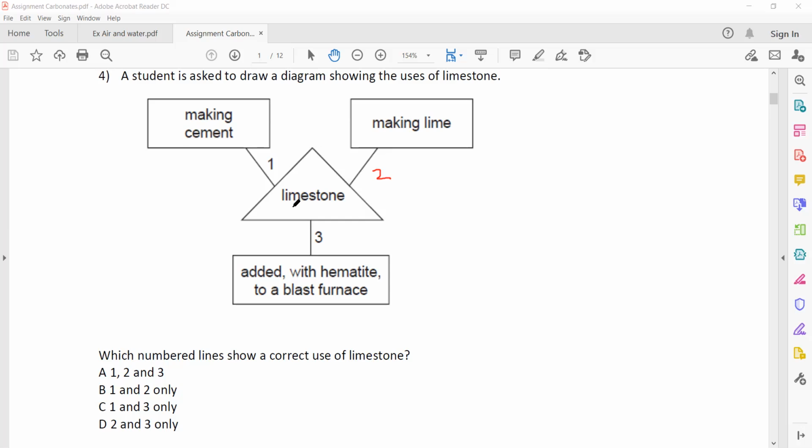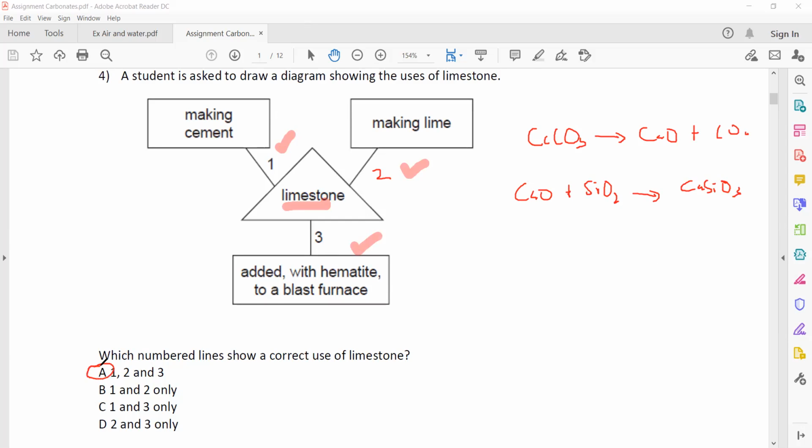For making cement, limestone or calcium carbonate, so that's right. Making a lime, calcium oxide, that's also right. And added with hematite in a blast furnace, that's also right. Because for extraction of iron, we use limestone, calcium carbonate, so that it decomposes into calcium oxide and carbon dioxide. And that calcium oxide reacts with silicon 4 oxide and it will form calcium silicate or slag. So all the three uses are there. So 1, 2, and 3.